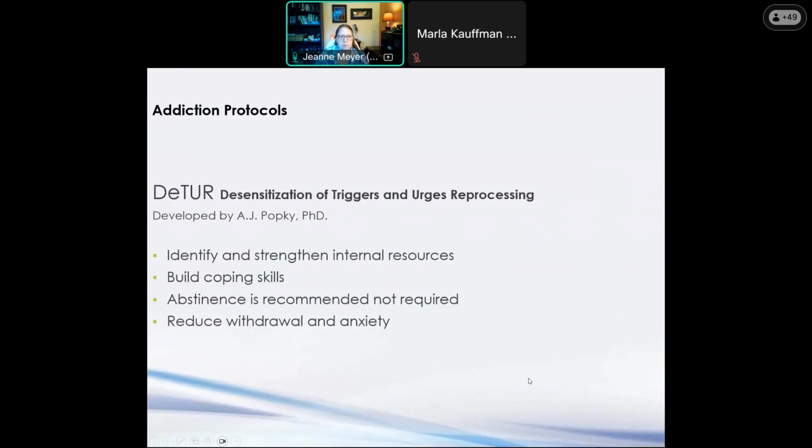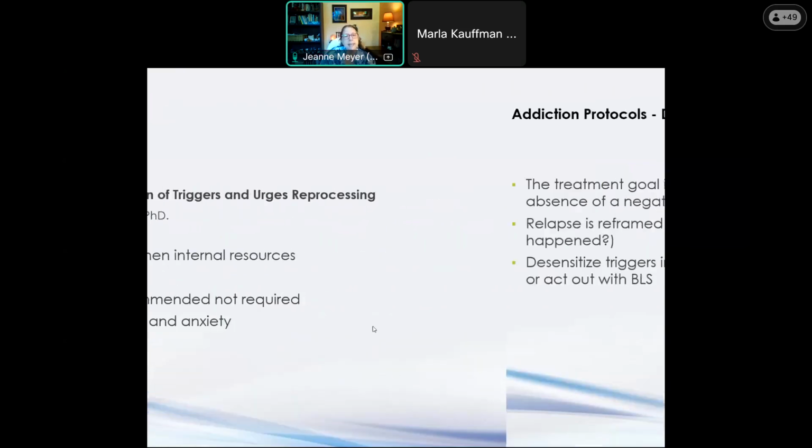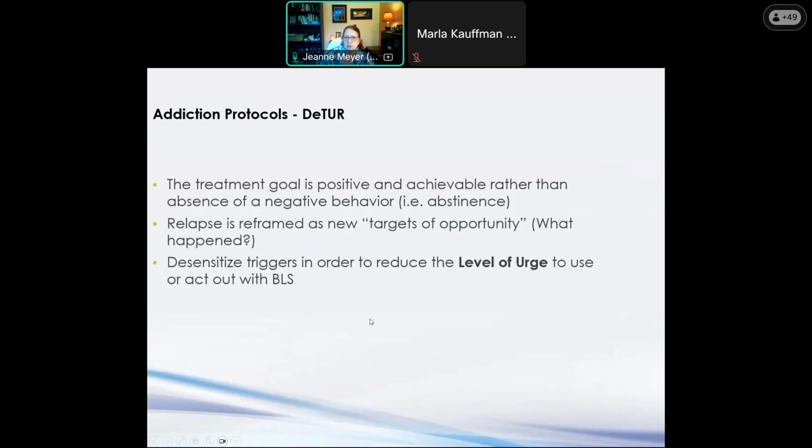Okay, so with DeTUR, it's desensitization of triggers and urges reprocessing. Again, abstinence is recommended but not required. It does help reduce some withdrawal and anxiety. And we identify and strengthen the internal resources and build coping skills. The treatment goal is positive and achievable rather than the absence of a negative behavior. So, for example, abstinence is not the goal, but not doing things that are going to make things worse and are self-destructive.